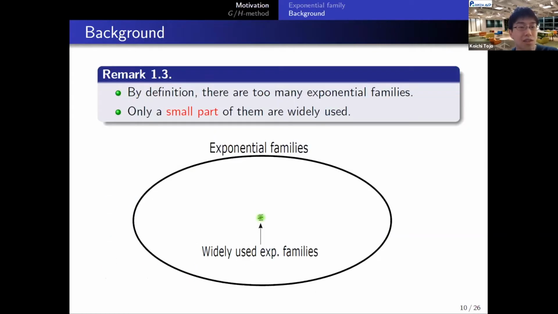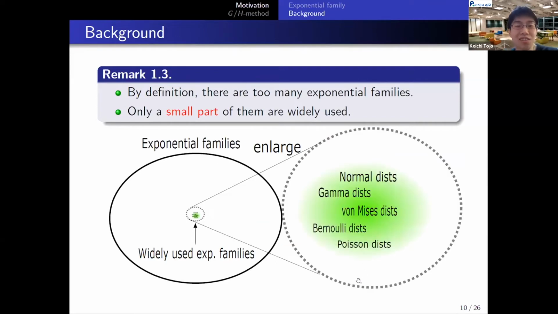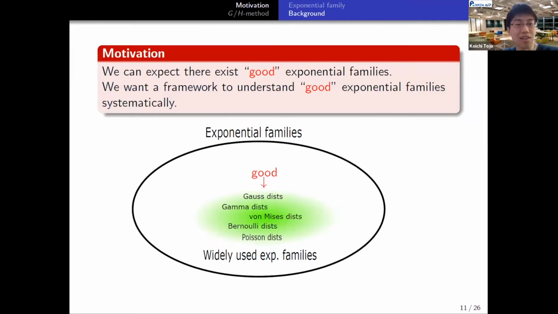This is not unique, but it is the easiest realization with regard to the dimension of V. By definition, there are too many exponential families. However, only a small part of them are widely used, like this picture. Oops, sorry, it is too small to see. Let us enlarge here. There are good exponential families we often use. From this picture, we can expect there exist good exponential families. So we want a framework to understand these good families systematically. This is our motivation.